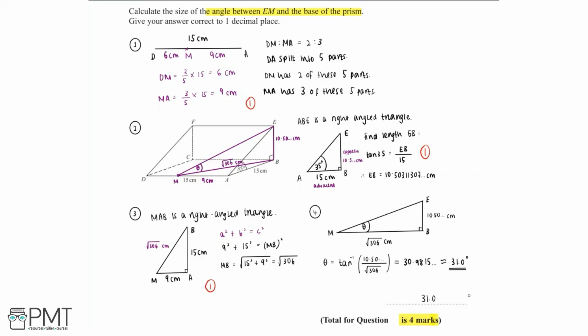And we get the 4th mark for using our trigonometric ratios and the values that we've found in order to find the angle between EM and the base of the prism, which we've correctly found to be 31.0 degrees to 1 decimal place, allowing us to get the full 4 marks needed in this question.